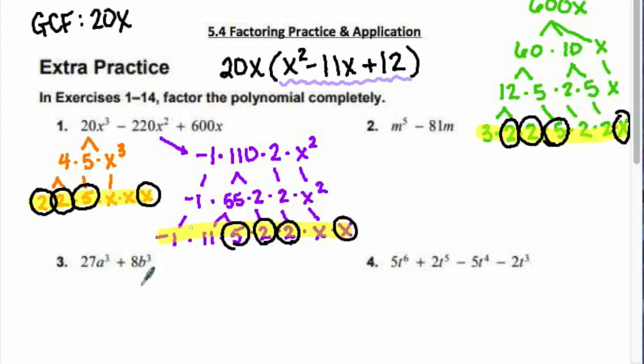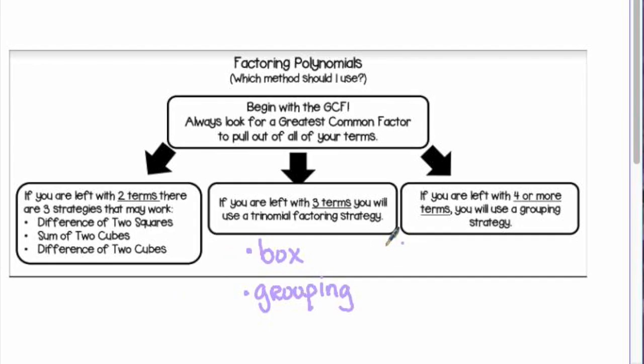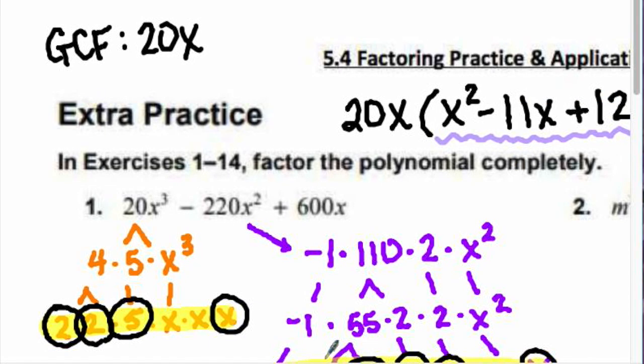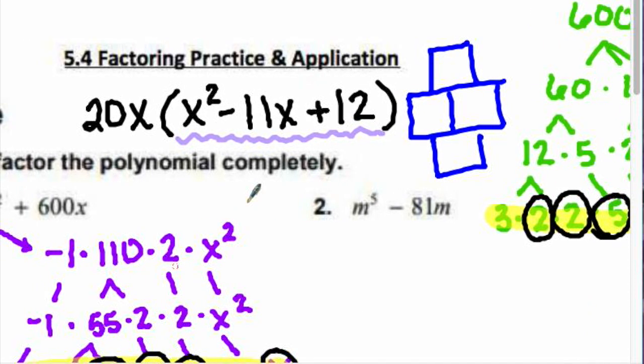In both of those cases, we used the hopscotch squares to figure out the parts that we needed for the box and for grouping. So hopscotch squares are definitely going to be used in either case. If we take a look at this one, I'm going to try to break up the hopscotch square. I'm definitely going to zoom in here. Remember, the top box of the hopscotch square is the product, so x squared times 12, so 12x squared. The bottom box is the sum, which is the middle term of negative 11x.